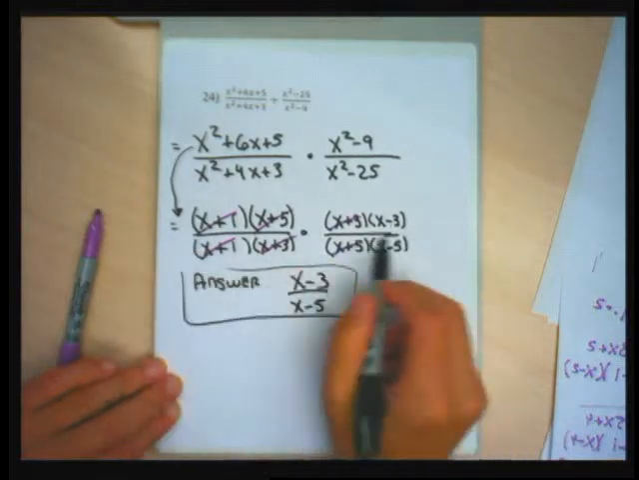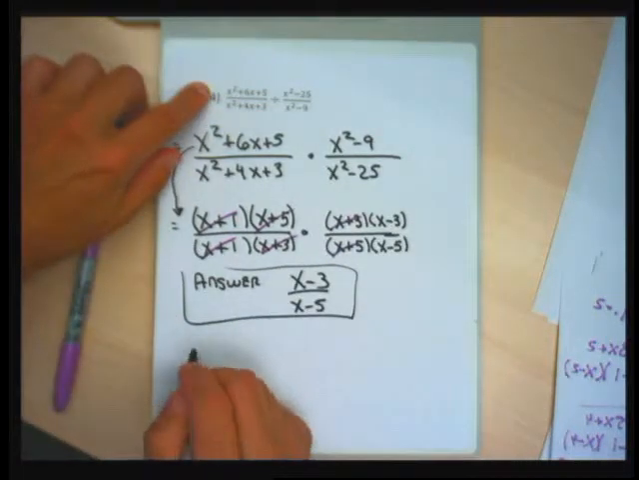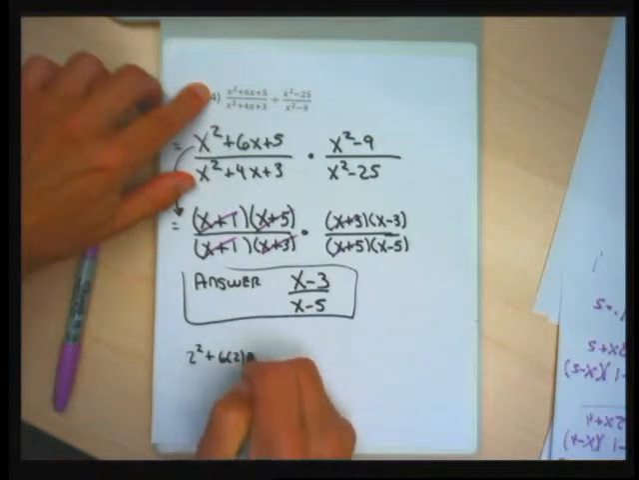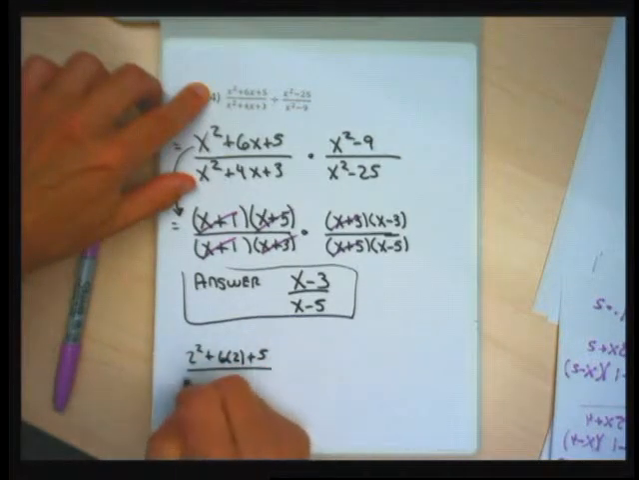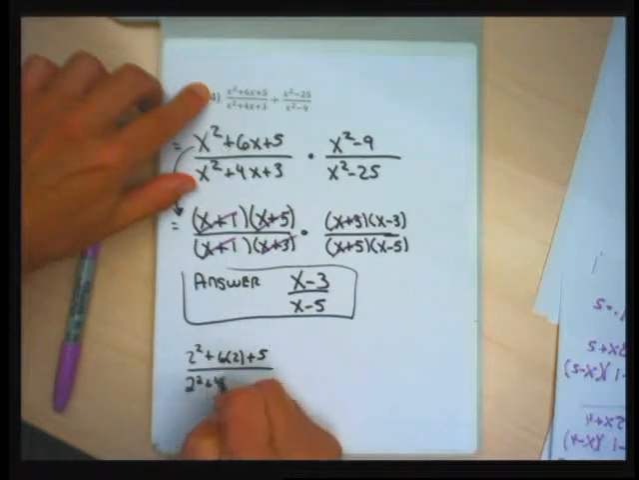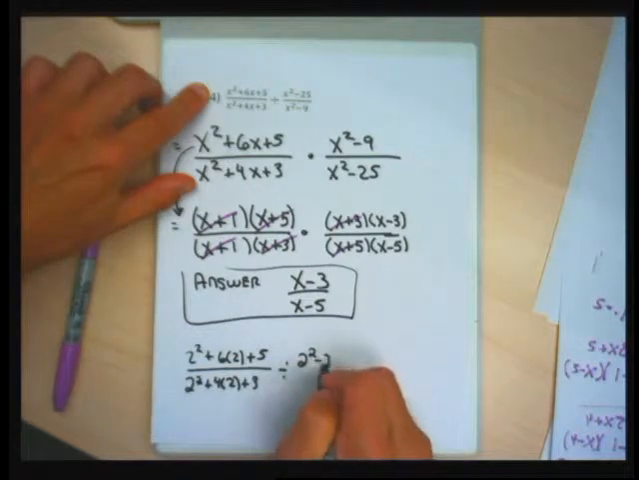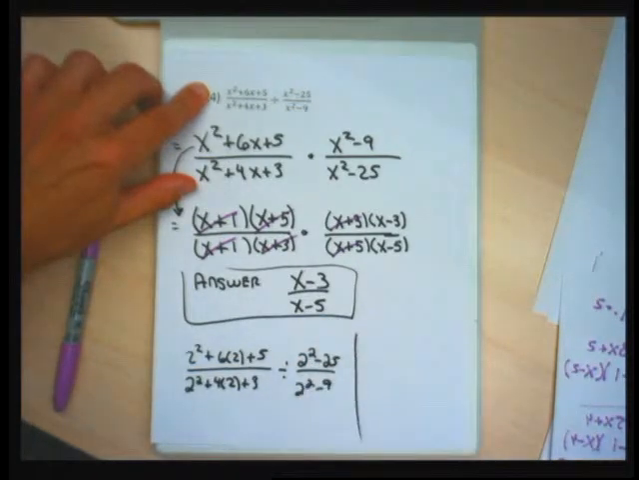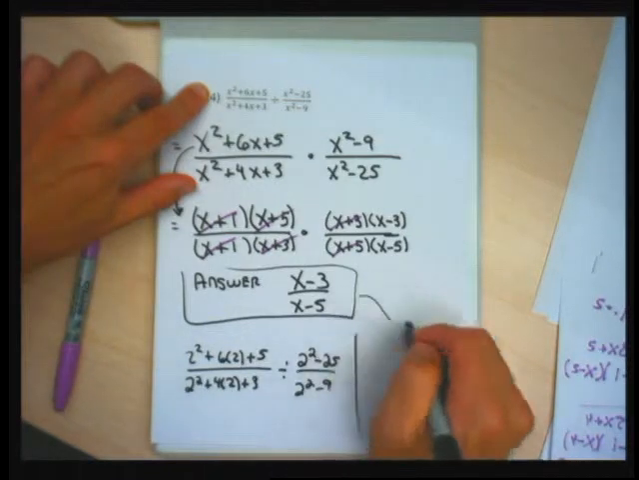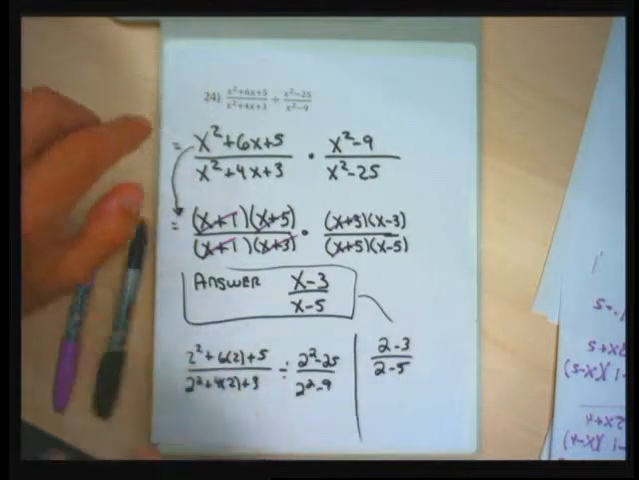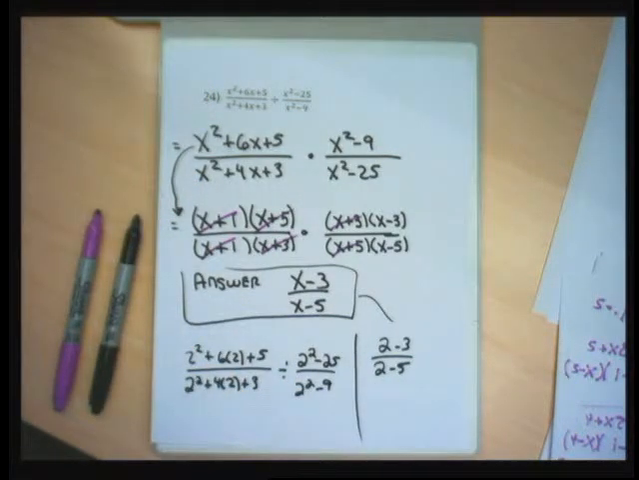I can plug 2 in, so I'm going to check by plugging 2 in. So I'm going to go 2 squared plus 6 times 2 plus 5 over 2 squared plus 4 times 2 plus 3 divided by 2 squared minus 25 over 2 squared minus 9. Plug in 2 to the original problem for the x's, and I'll plug in 2 to my answer. If I get a duplication, I feel good about my work. If I don't, then I probably redo my calculator work first.